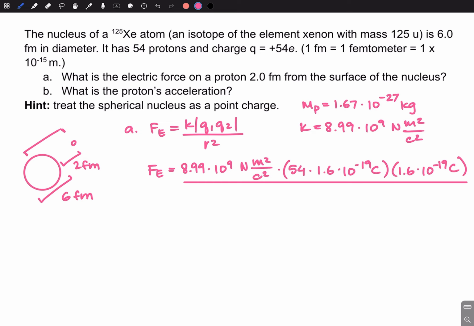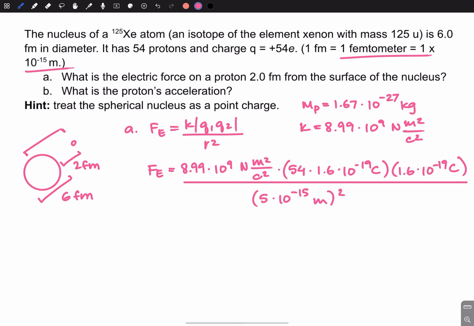Now, like I said before, r is the distance from the center to the center. So we're going to have to divide 6 by 2 because we want the radius and not the diameter of the nucleus. And that gives us 3. And then we add 2 to that, and that gives us 5. The radius of the proton is basically negligible. So we can just write 5 times 10 to the power negative 15 meters squared.